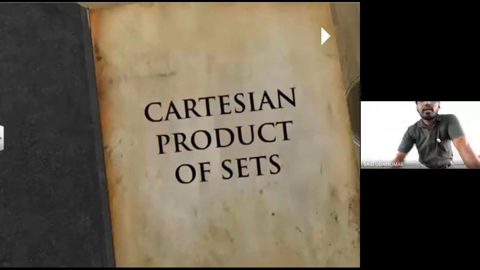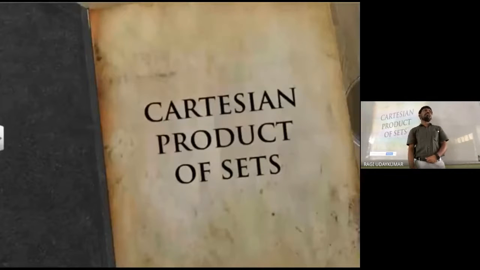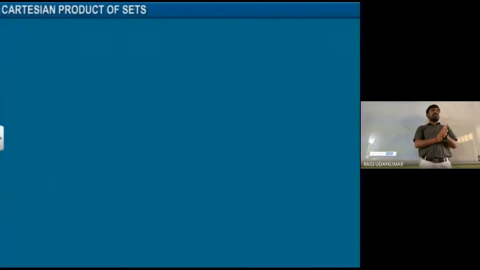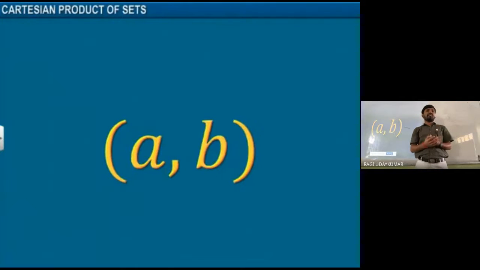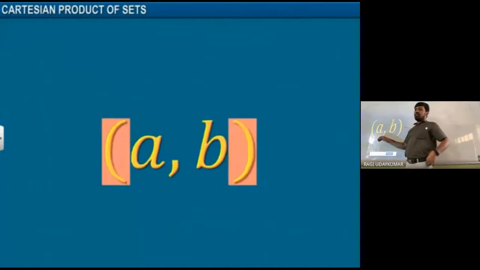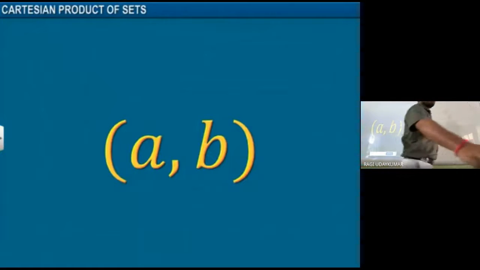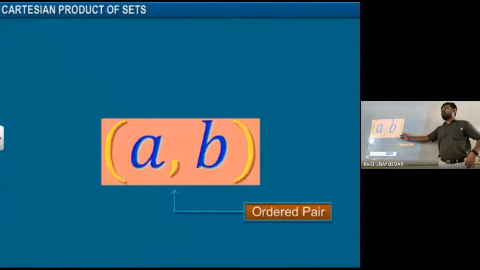So, the Cartesian product of two sets. You have already learned sets, union, intersection, and the different operations. When you take this as (a, b), what do you call this? This is an ordered pair. Till now we have learned this as coordinates in coordinate geometry.